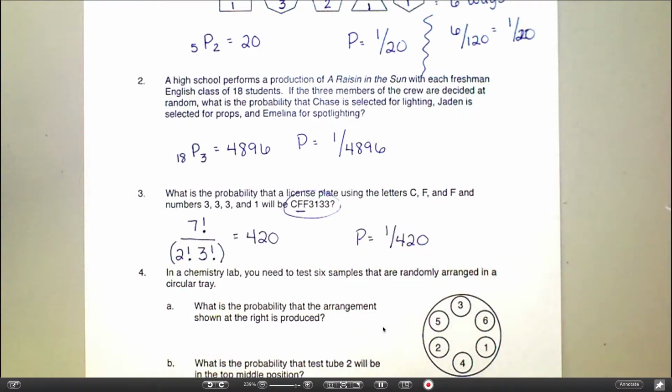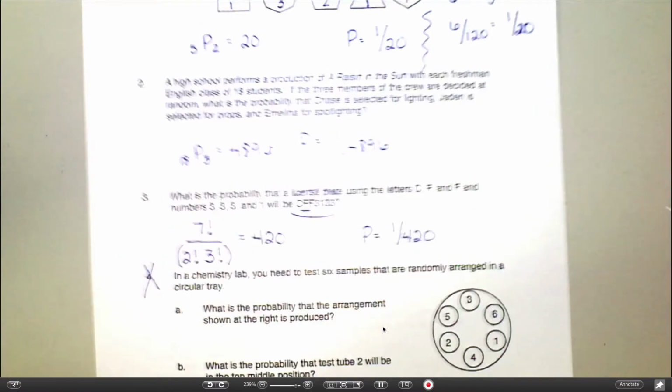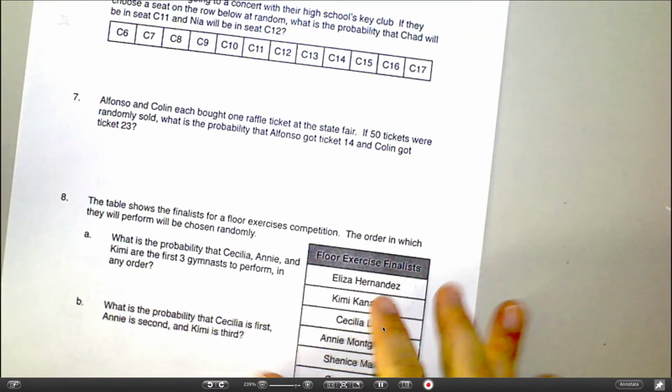Making sense? Okay. I told you to skip number 4. So if you weren't here, skip number 4. We're not doing the circular ones.